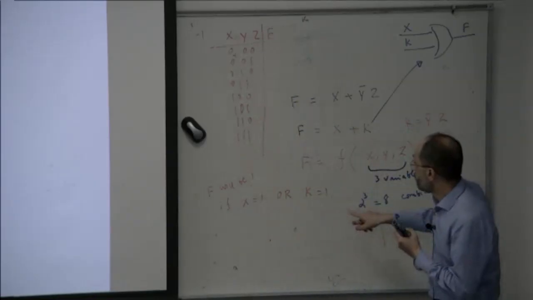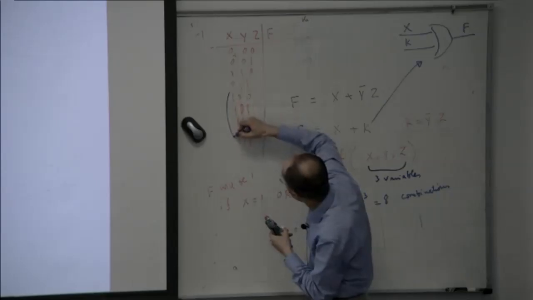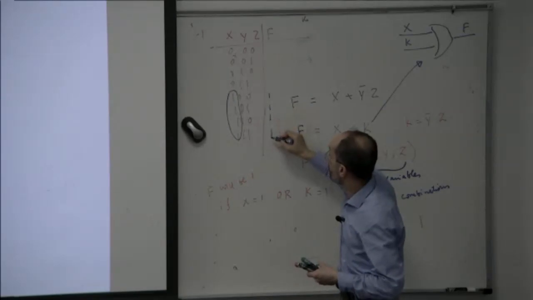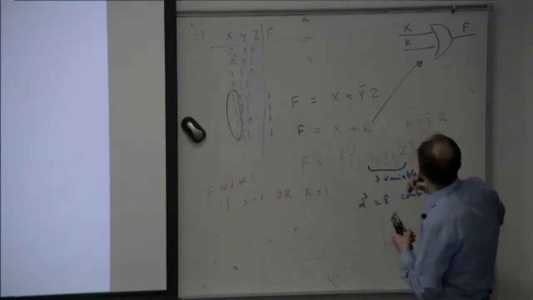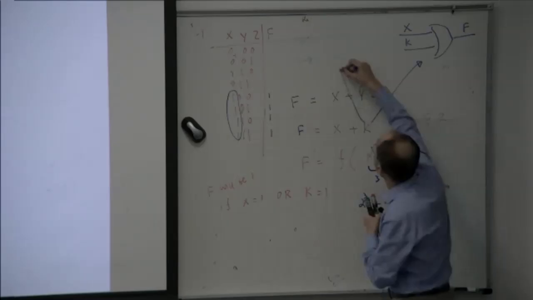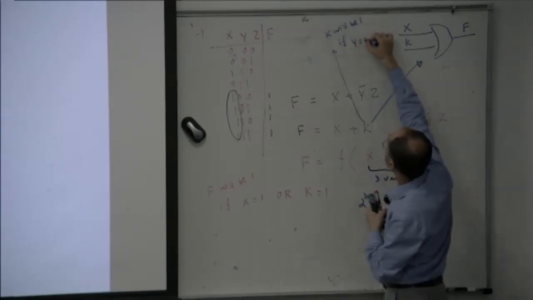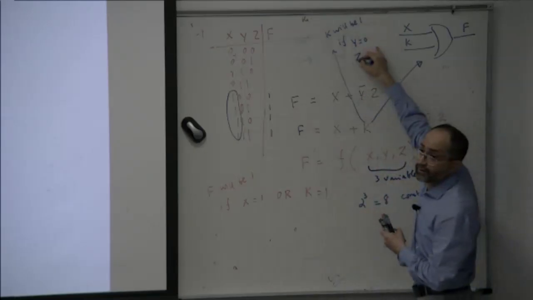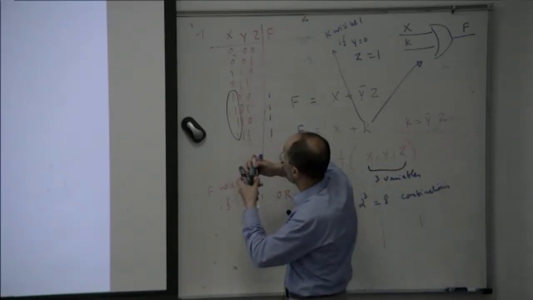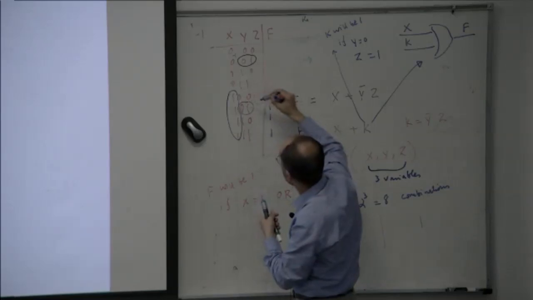So f will be 1 if what is 1? X is equal to 1. X is equal to 1 here. Can you see here? So when x is equal to 1, f will be 1. Okay, now k will be 1. When will k be 1? K will be 1 if y is equal to 0, because there is a bar, and z is equal to 1. Y is equal to 0 and z is equal to 1. Can you see here which combination is this? This combination and then this combination.